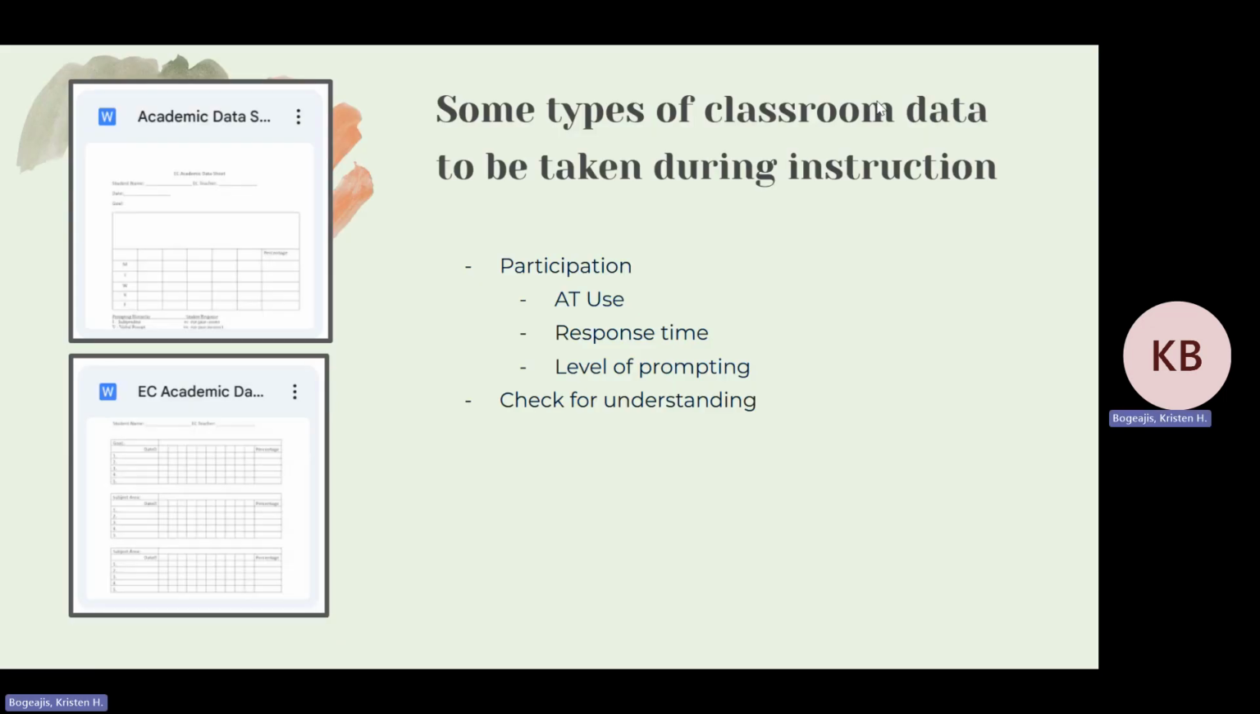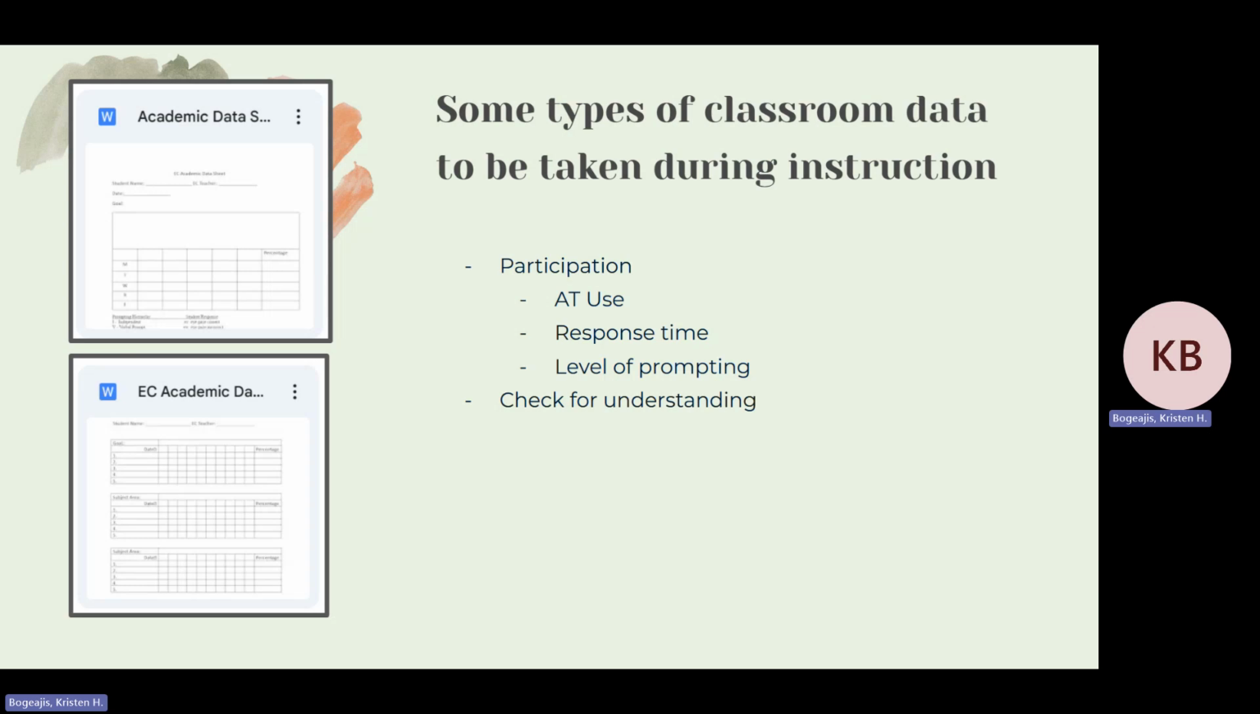So, some types of classroom data to be taken during instruction. These are just some examples. You can do data on participation, such as the use of assistive technology, response time, or level of prompting. We talked about level of prompting a few moments ago. That is the independent, verbal, gestural, modeling, partial physical, full physical. Those are examples of the level of prompting.